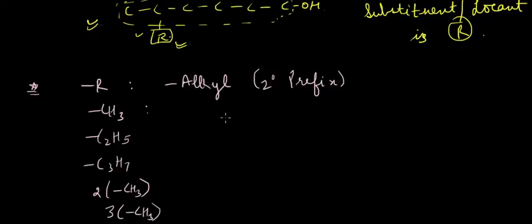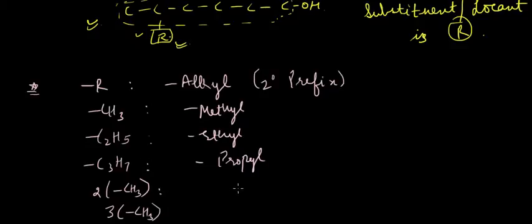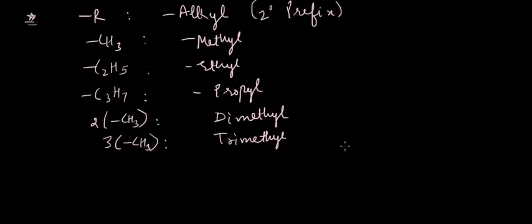So we'll be using methyl for this case. If we have this, then we will be using ethyl as the 2-degree prefix. This is propyl. This is dimethyl, and this is trimethyl. Okay, now this was one of the classes of secondary prefix.